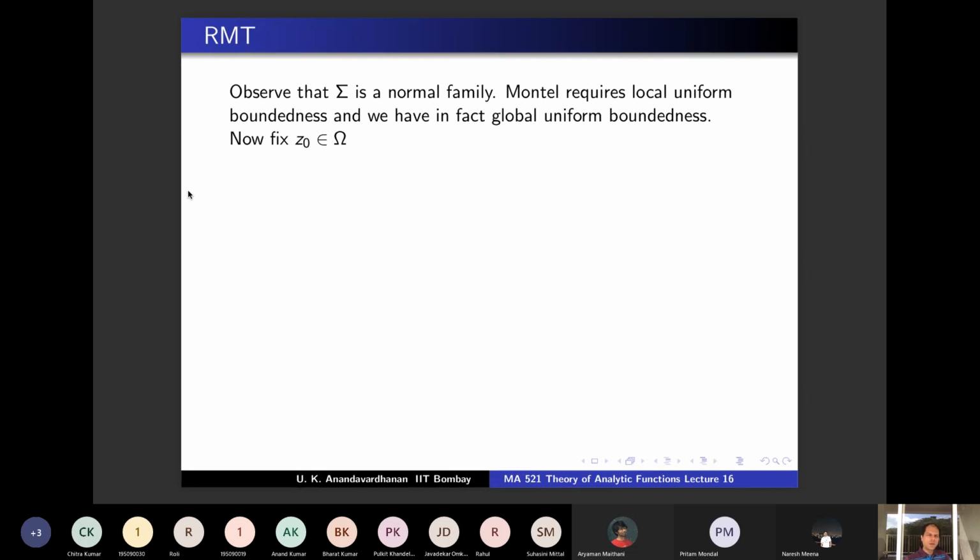Fix a z0 in omega and consider mod psi prime at z0, these speeds, as psi varies, and consider the supremum and call it eta. The point to note is that this supremum exists. Do you see why this supremum exists? Rudin doesn't give a justification, and I thought of one way, but I'm just trying to see whether that much is required. Do you see why this supremum should exist?